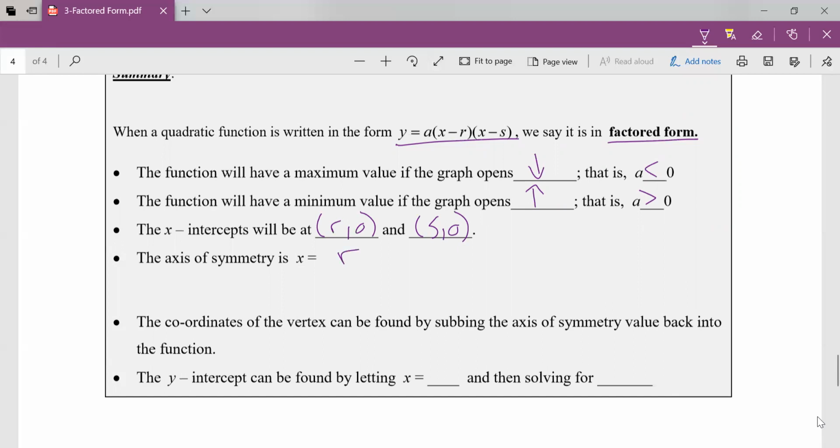The axis of symmetry is the average of these two x-intercepts. Then we find the coordinates of the vertex by subbing the axis of symmetry back into the function. And the y-intercept can be found by letting x equal 0 and solving for y.